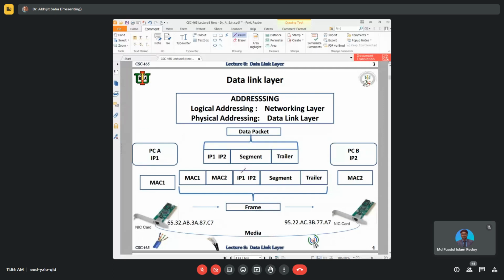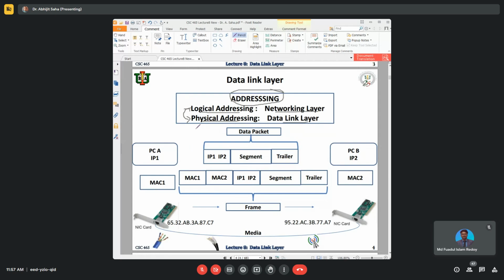This is also something you are familiar with. It is trying to show the addressing part. We already know what the logical address is and what the physical address is. The logical address is my IP address in the network layer, and the physical address is in the data link layer, the MAC address, right?